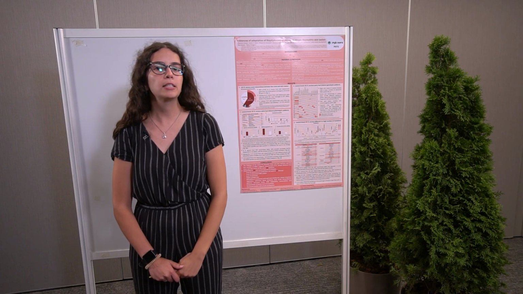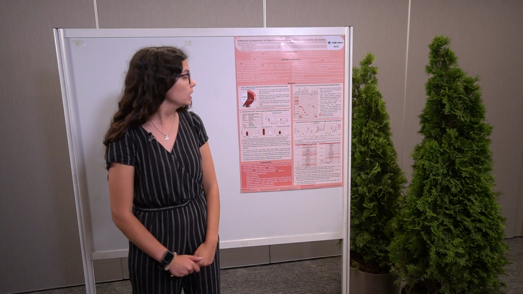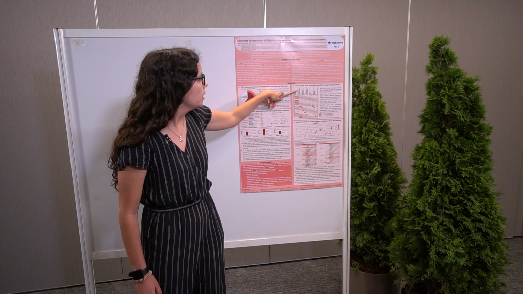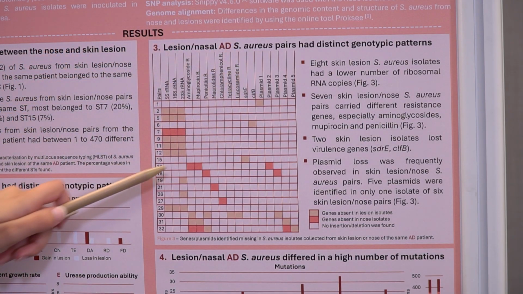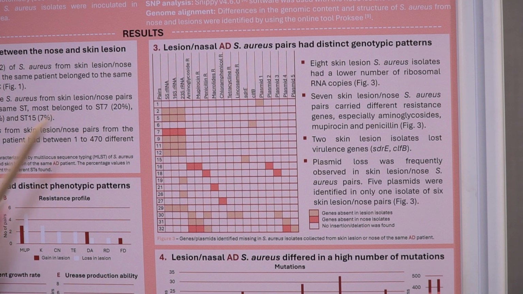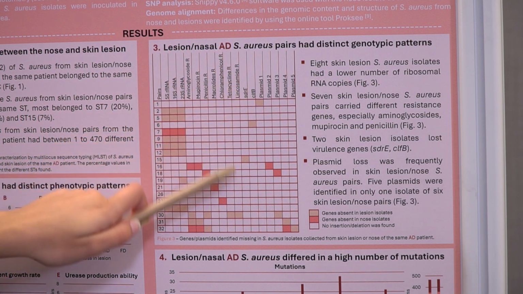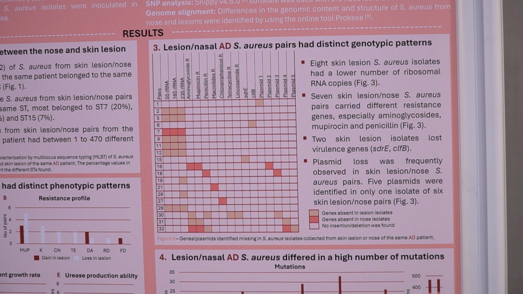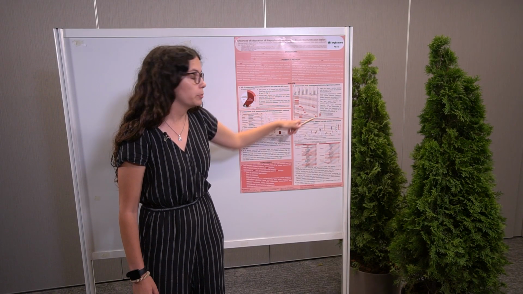After that, we performed a screening of resistance genes and virulence genes, and we found some differences, especially in antibiotics not used in atopic dermatitis. And we found that lesion isolates carried fewer adenosine genes. Finally, we compared the plasmids in both the nose and the skin isolates, and we also found loss of plasmids in these pairs.